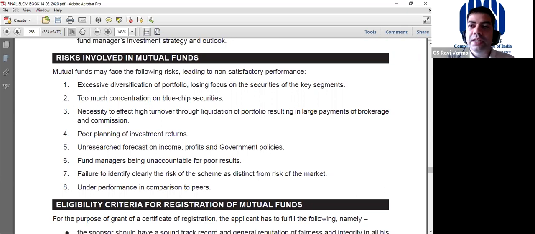Then again, they concentrate too much on blue chip companies. And with blue chip companies, what happens is that the return is fixed, like kind of sort of this much return will be there. So that is again a risk. So these are some of the risks also associated with the advantages of mutual funds.